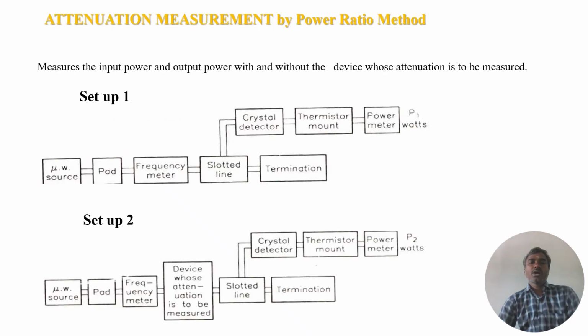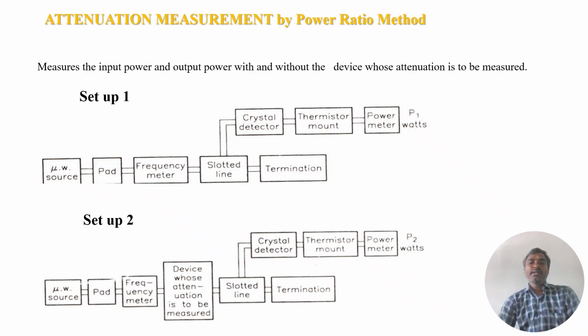Now we will see how the attenuation is measured using the power ratio method. For this, two different configurations of the microwave bench setup are used. In setup 1, there will not be any device whose attenuation is to be measured. Now the microwave source is adjusted to show the deflection in the power meter. In the second setup, the device whose attenuation is to be measured is inserted between the frequency meter and slotted line section. Now the power in the power meter is measured.